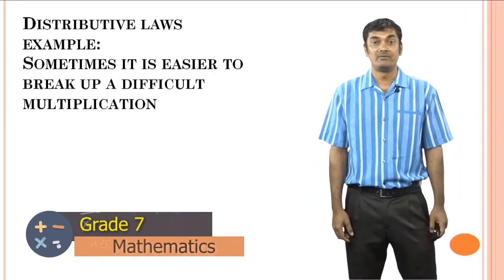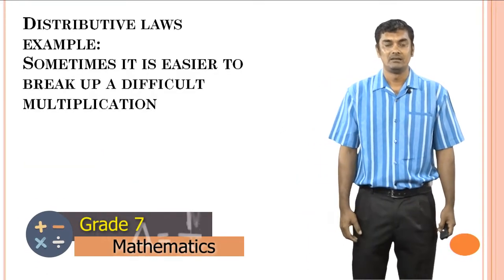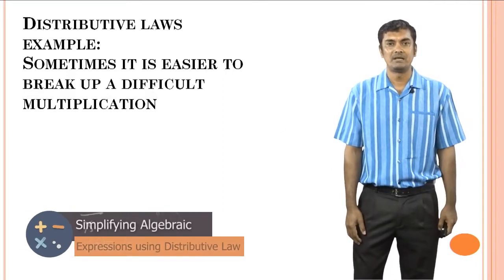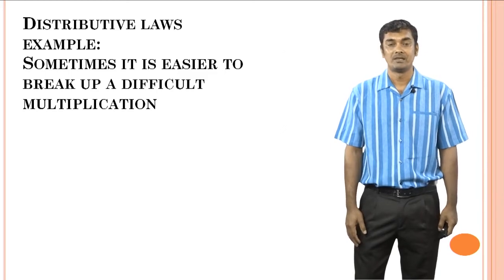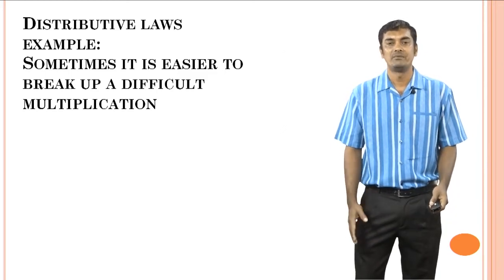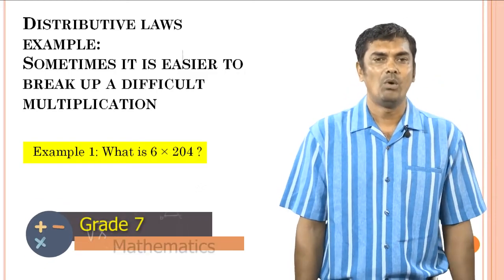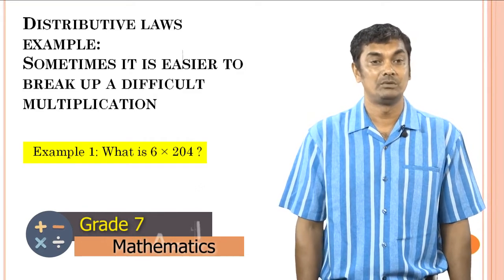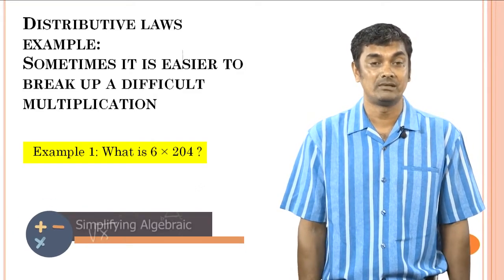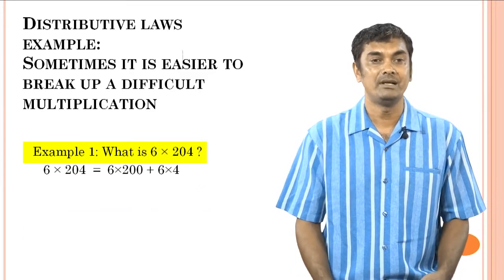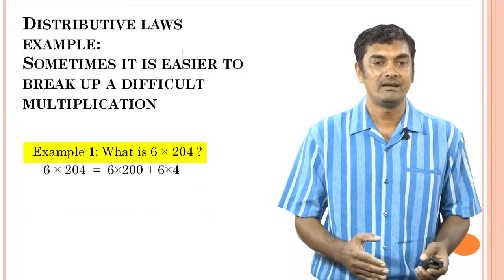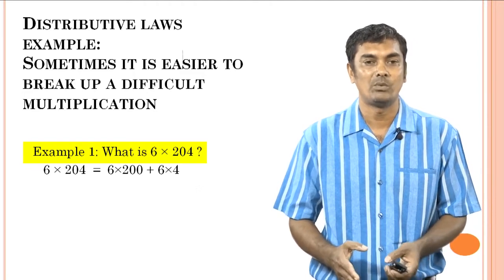Some examples of representing the distributive law. Sometimes it is easier to break up a difficult multiplication, and that is what mathematics is all about, making things very simple for us. Example, what is 6 times 204? 204 is quite a large number. Using the distributive property, we can break 204 into several sections that we can work with quite easily.